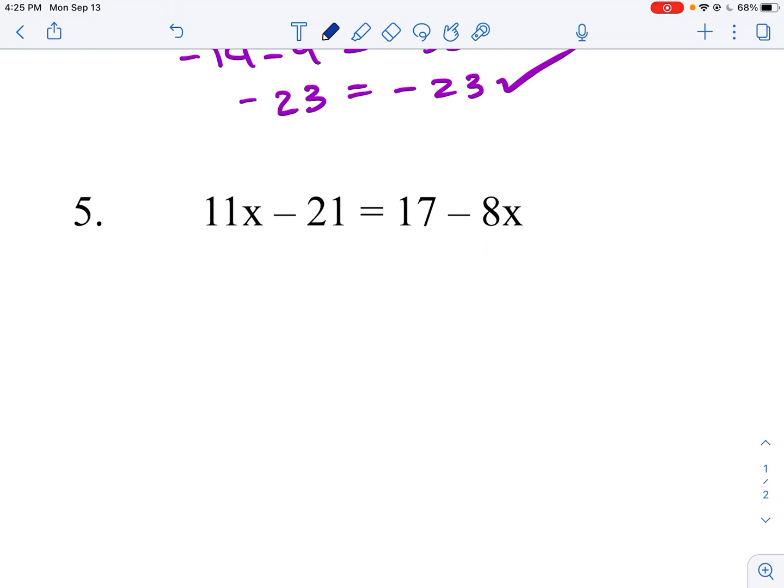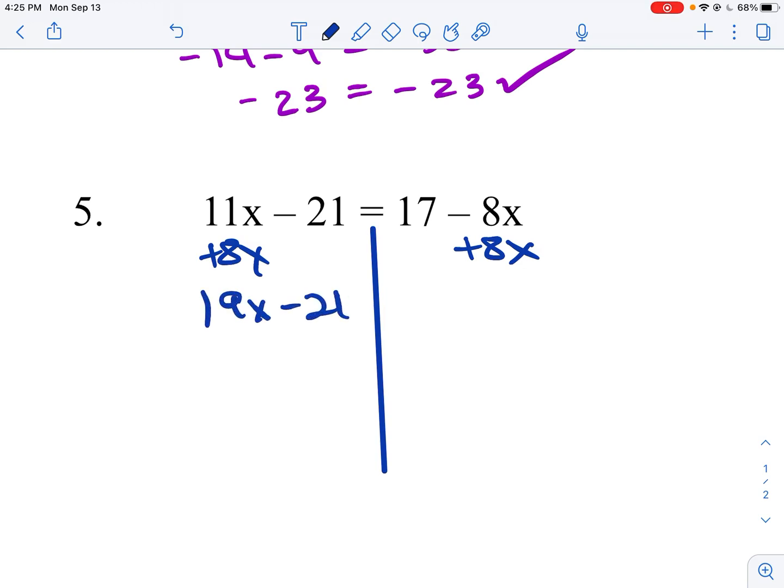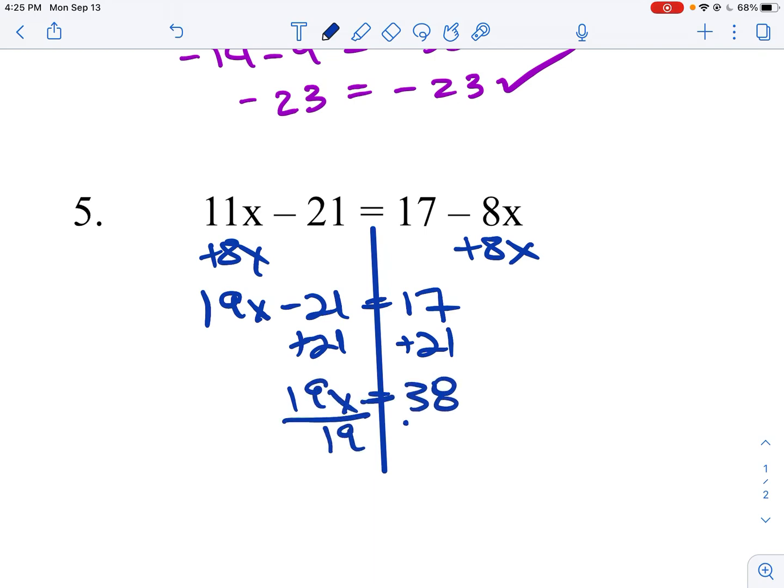Which one's smaller? The negative 8x is smaller, so that's what I'm going to move. So I'm going to add 8x to both sides. Oops, I forgot to draw my line down. I get 19x minus 21 equals 17. I add the 21 to both sides. I get 19x equals 38.